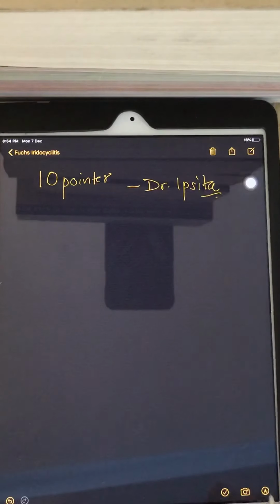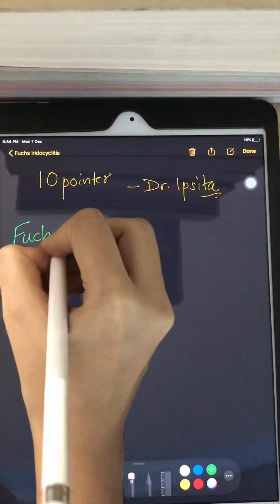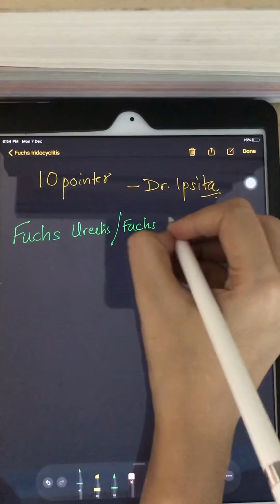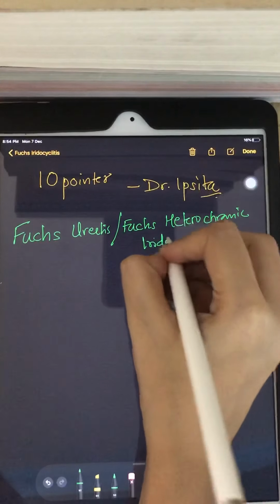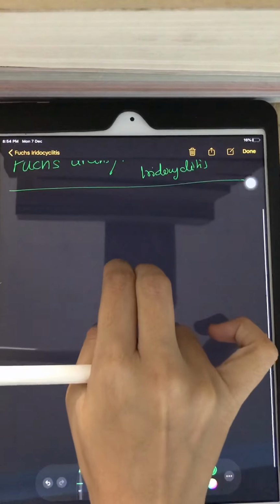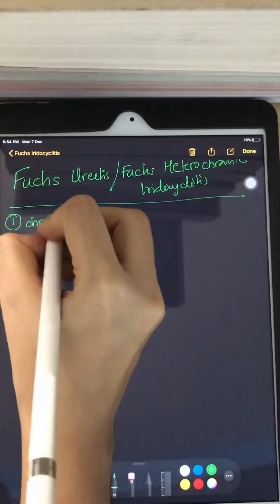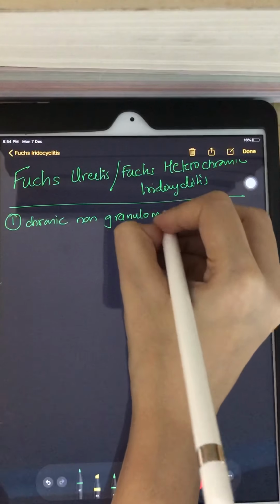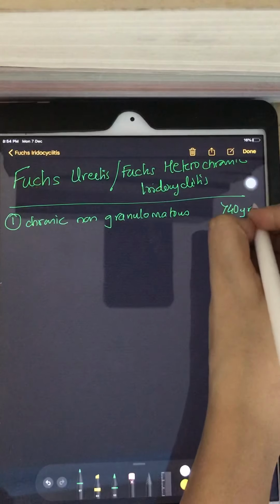Today we'll be discussing Fuchs' uveitis, that is also known as Fuchs' heterochromic iridocyclitis. So what are the 10 things we need to know about Fuchs? Firstly, it is a chronic non-granulomatous uveitis, usually seen in people above the age of 40 years.